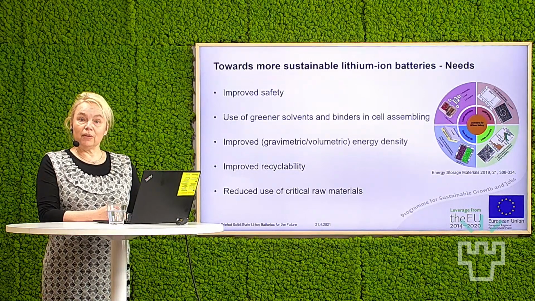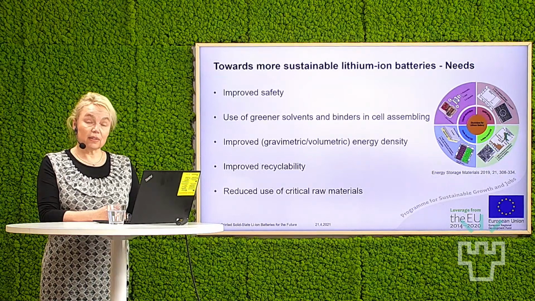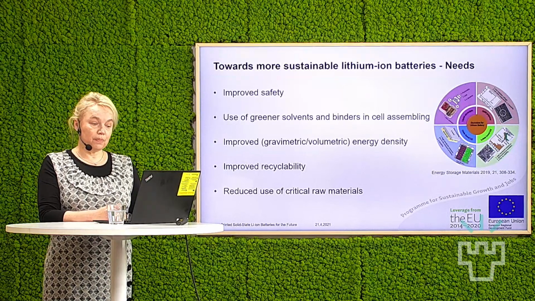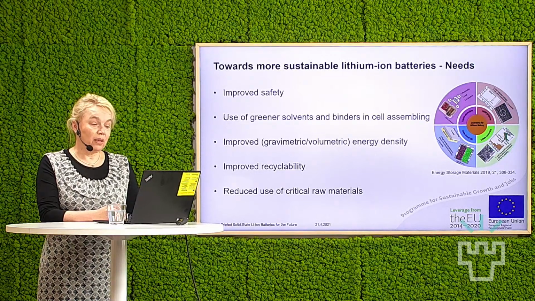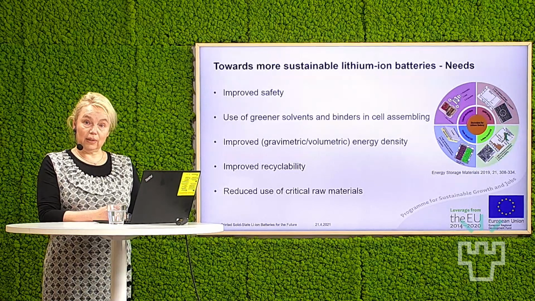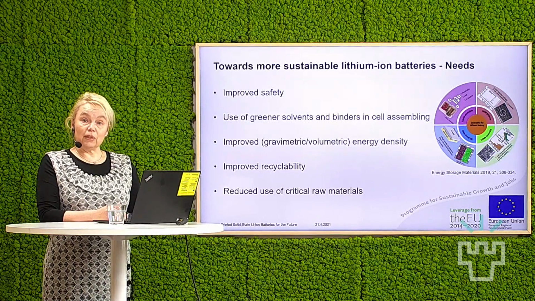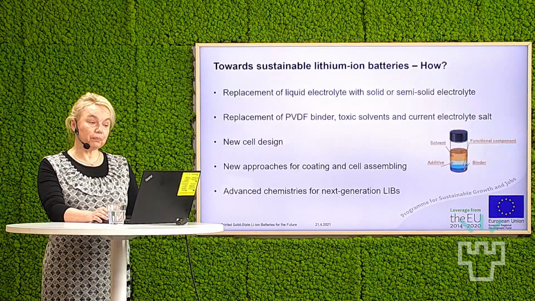So when you are making battery cells, you also have to think about sustainability and try to find some new solutions for easier recyclability of the cells. For example, to improve the mechanical treatment in the beginning of cell recycling. And last but not least, of course, there has been a lot of discussion about the use of critical raw materials in batteries. And that is one issue we would like to look at as one option of the work.